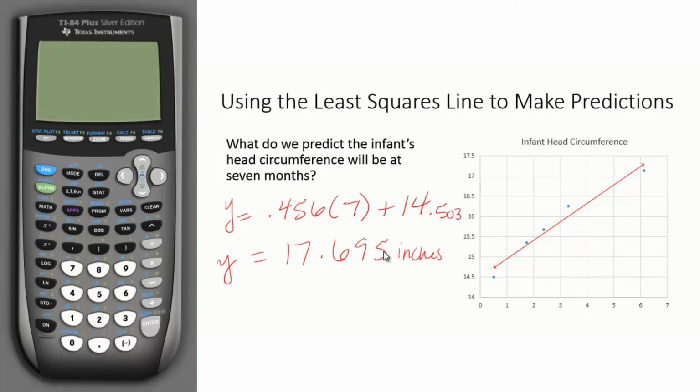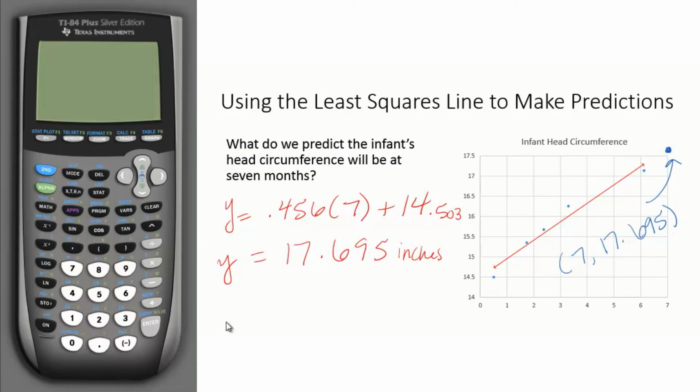When we do that, we get 0.456 times 7 plus 14.503, and if we enter that all into our calculator and press enter, we get y equals 17.695 inches, which looks pretty reasonable compared to our other data points.